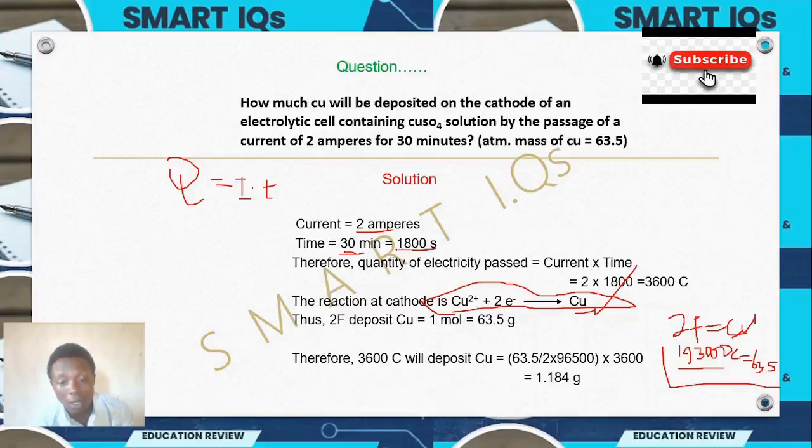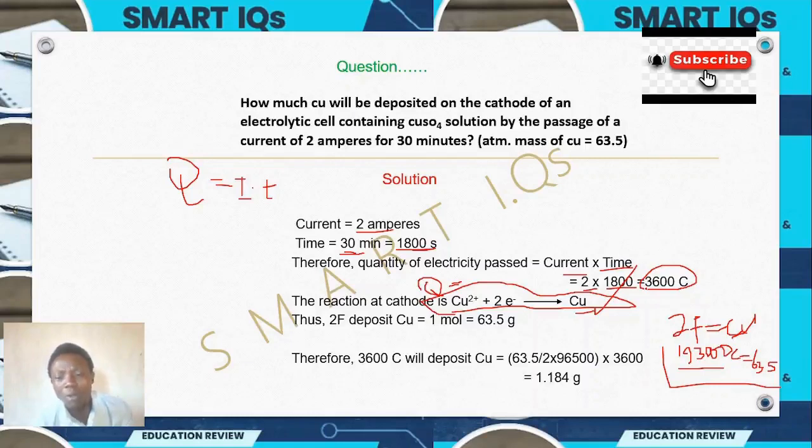That's 1800 seconds. So the quantity of electricity for that particular current, and for the amount of time that current will stay inside that solution, will now become current times time. Current is 2 amperes, time is 1800 seconds. So when we get that, we have our 3600 coulombs. So this is the quantity of electricity now.